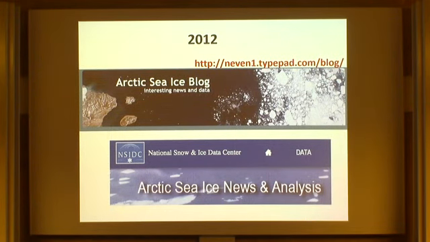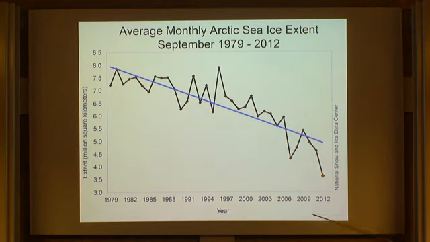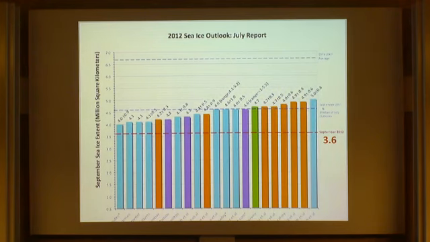Okay, now I want to go a bit through the last seven years. Quite a lot of the information that I show here comes from the Arctic sea ice blog from Neven, which is quite nice information about what's going on, and from the NSIDC page, the monthly Arctic sea ice news and analysis. If we start with 2012, this is the September ice extent till 2011, and now we have 2012, the lowest year. The real value was 3.6.